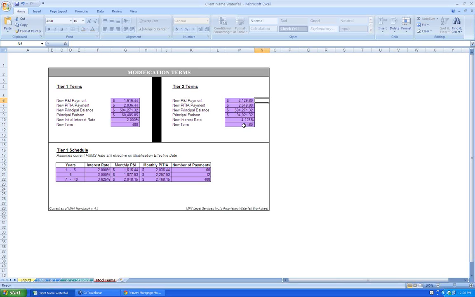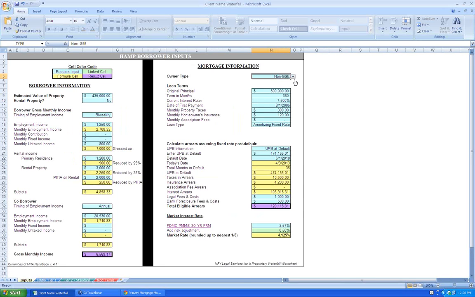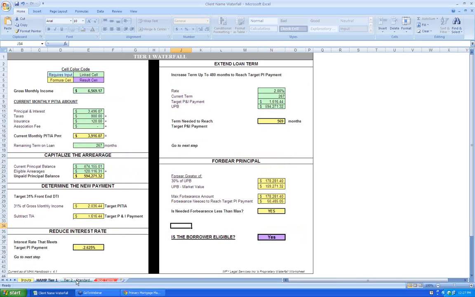Now I'm going to change it up a little bit, only very moderately. First of all, let's look at what happens if they have a Fannie Mae loan. So if they have a Fannie Mae loan, again, we've entered the Fannie Mae mod rate. Tier 1 will be exactly the same because Fannie Mae runs Tier 1.